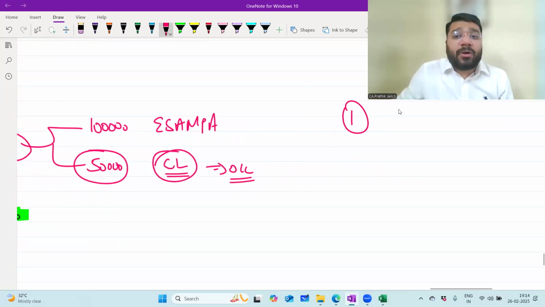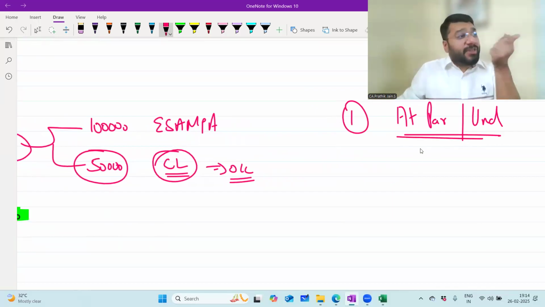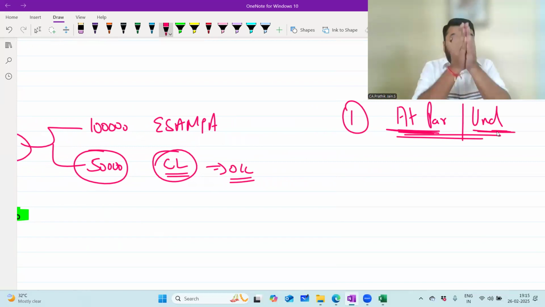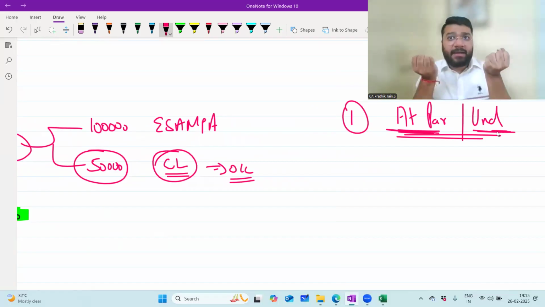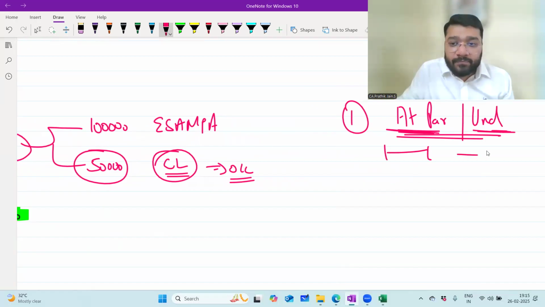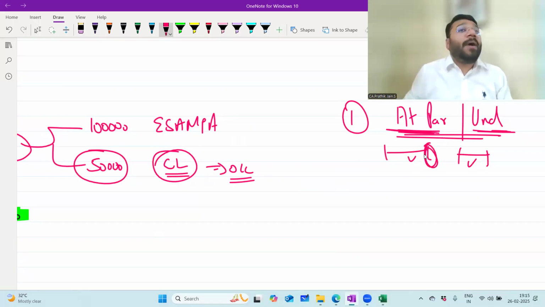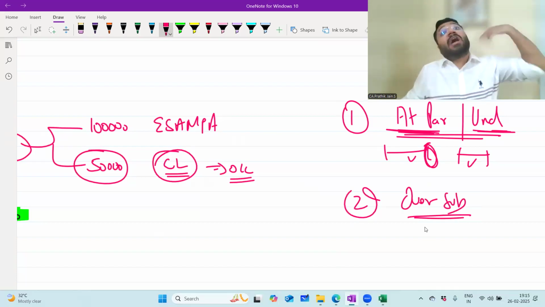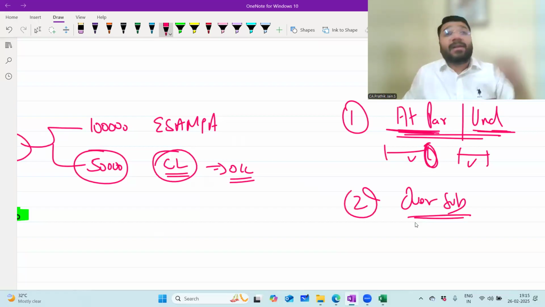The first scenario I discussed was at par subscription or under subscription. Whatever share application money you receive, you're confirmed to allot. So in case of at par subscription and under subscription, whatever money you receive, you're going to allot. If there's a year end coming between the application money received date and the allotment date, this will go to share application money pending allotment. This is the first concept. The second concept I discussed was over subscription, where the extra 50,000 rupees I'm going to refund. So this goes to your current liability.